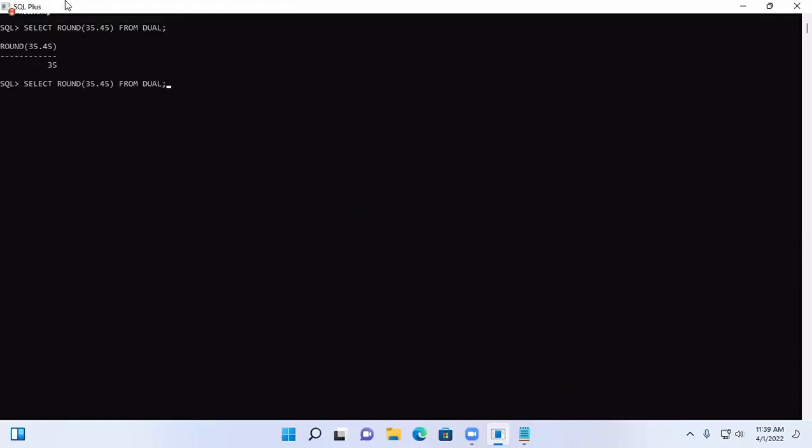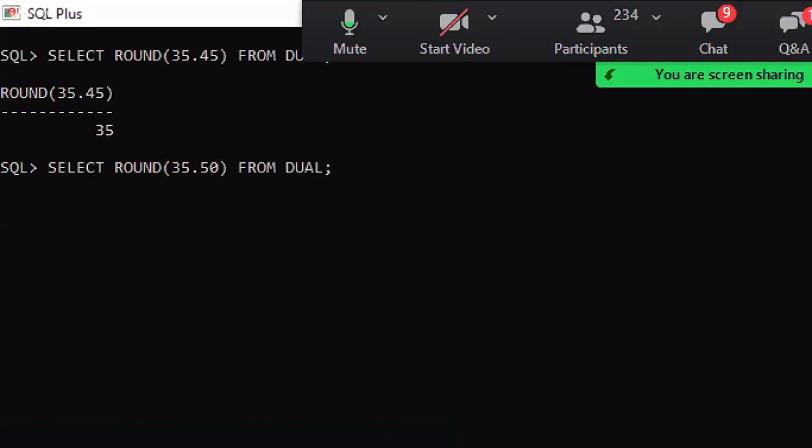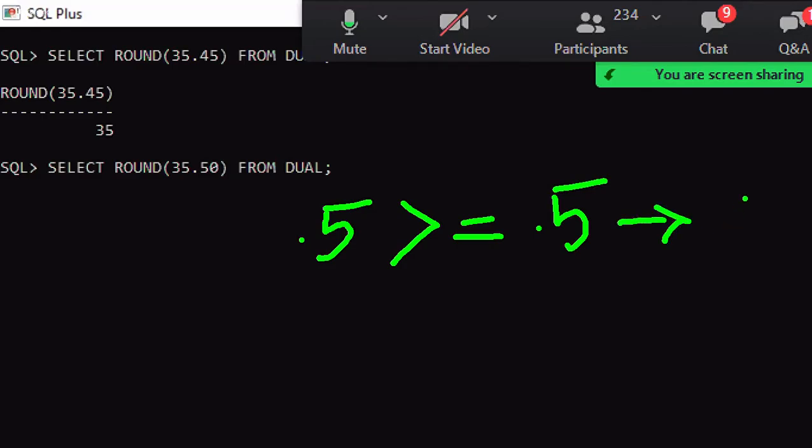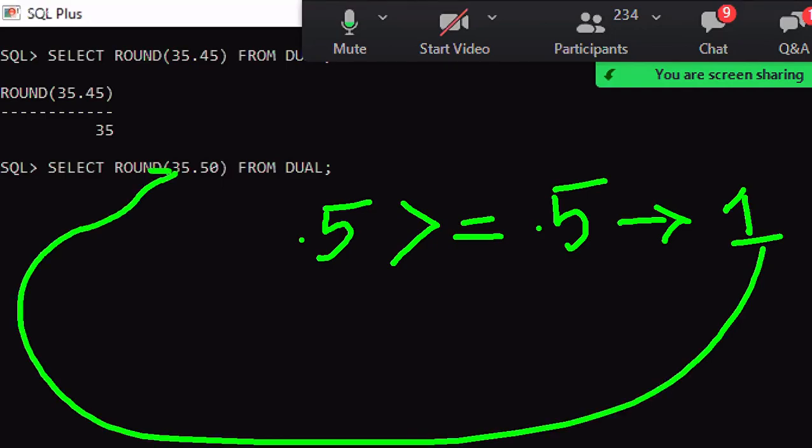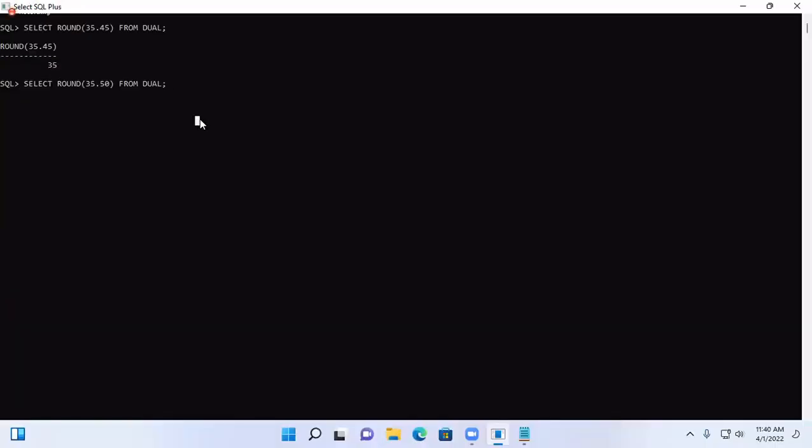Yes. For example, suppose I give here 35.5. Now here, after the decimal point, what is there? 0.5 is there. So 0.5 is greater than or equal to 0.5, yes or no? Condition true, yes, satisfied. So when the condition is true, what is added? 1 is added. This 1 is added to 35. So 35 plus 1, 36. So now we can see it was added or not.